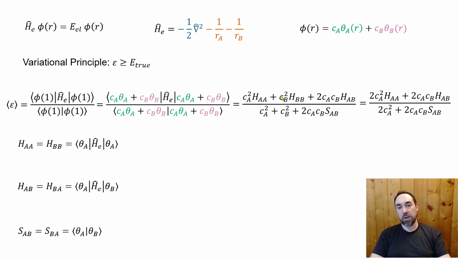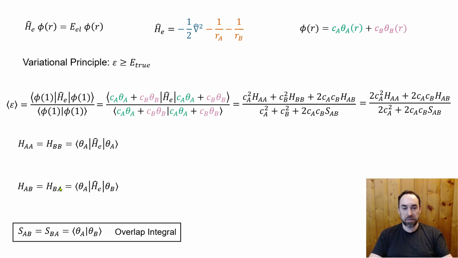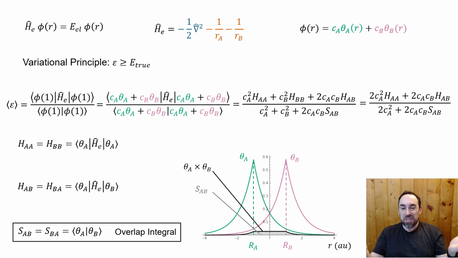Therefore, I can even further simplify this by grouping these two terms in there and by grouping these two terms in there. All right. Last thing we need to do is to look at what these three terms here are in practice. So we call this S_AB the overlap integral between the atomic orbital A and the atomic orbital B. So what does this look like?